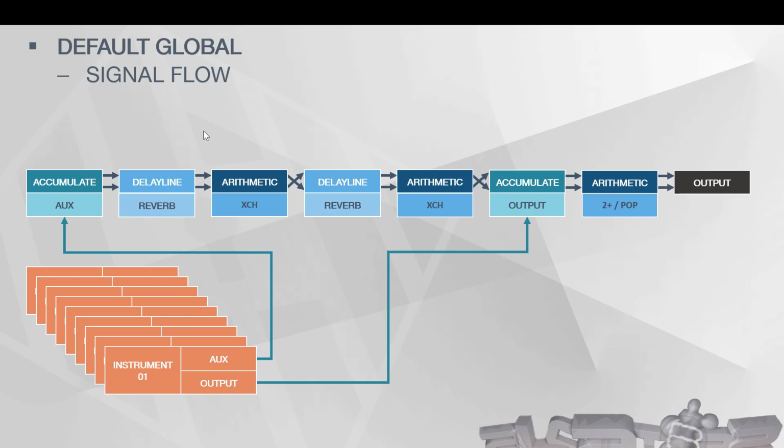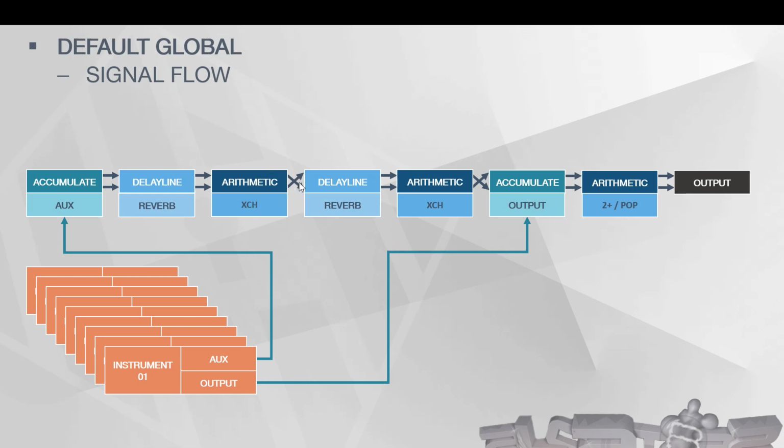Okay, so the signal flow for the default global would look like this. So we have, from all the instruments, the aux signal is accumulated. We push it into a delay line. This will be just after this. It will be the sample sound, but it's a little bit more sophisticated, not the default one.